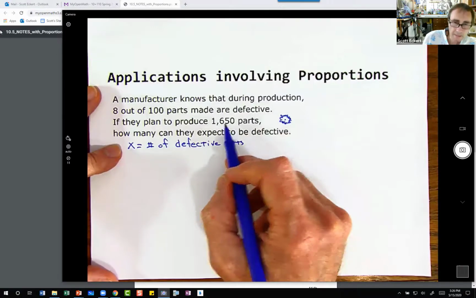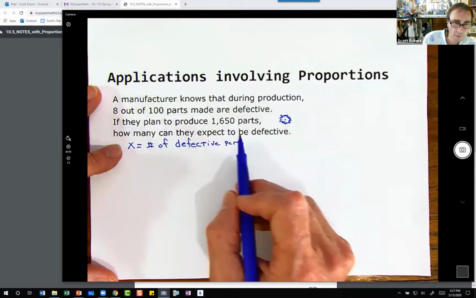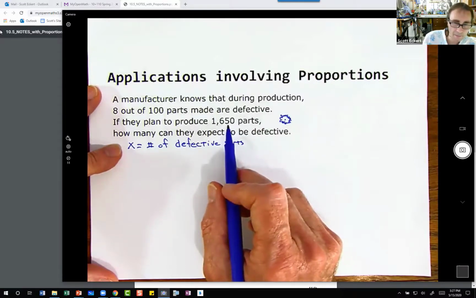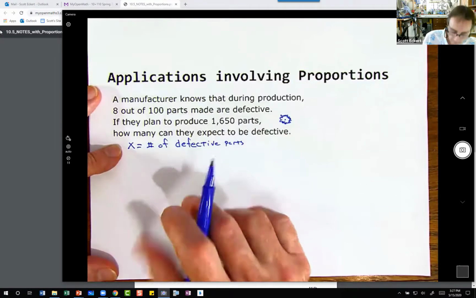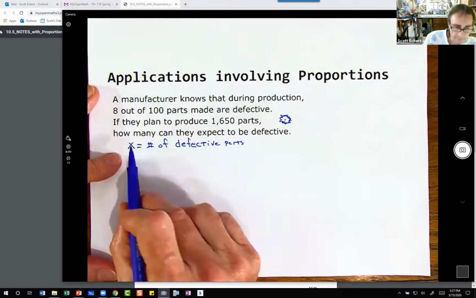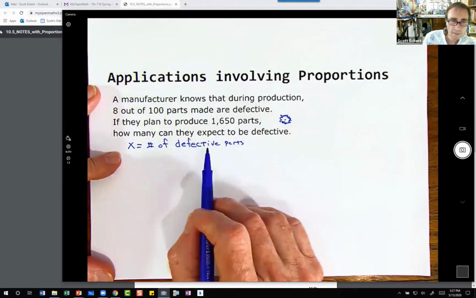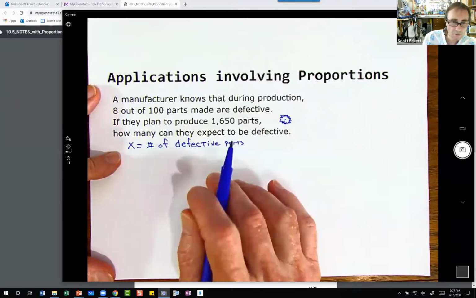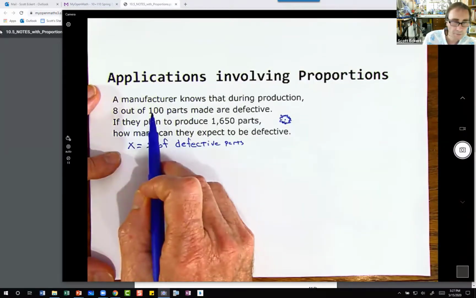And it's related to this order. We know that 8 out of 100 are defective, but we don't know how many is out of 1,650. Okay, now, so be picky. I'm picky about this. Explain your variable, but particularly involving proportions. And I do see a proportion. Here's a fraction. 8 out of 100.